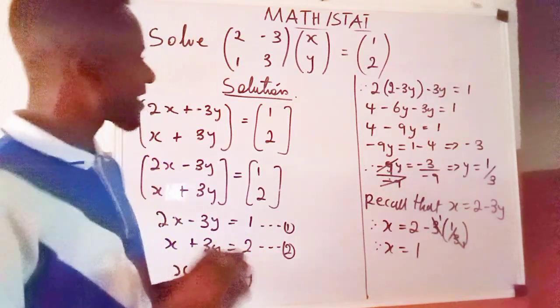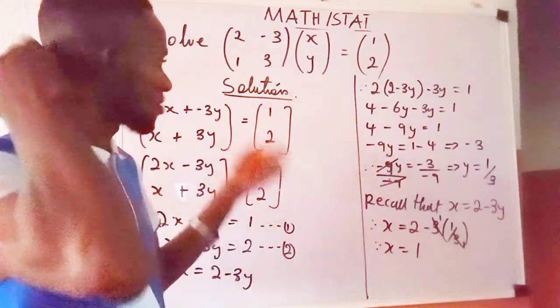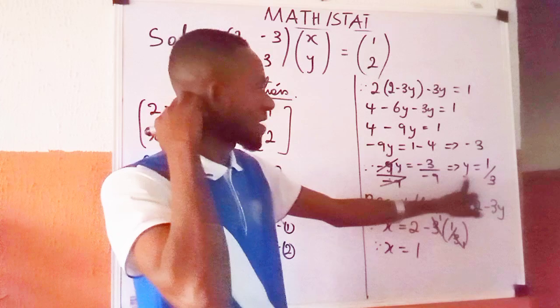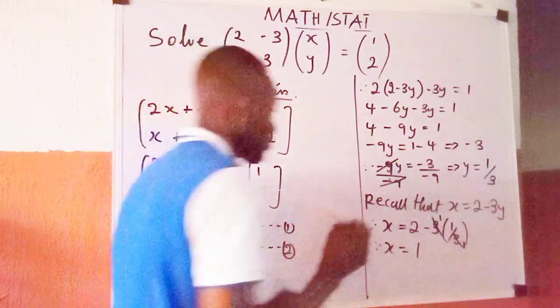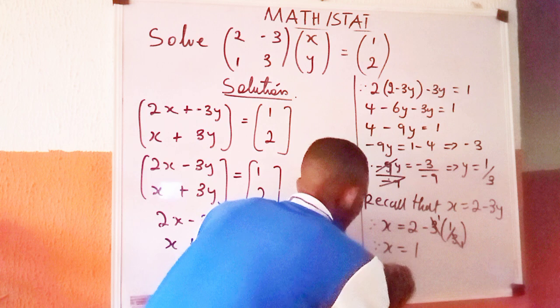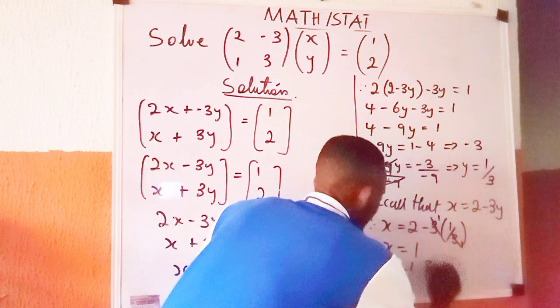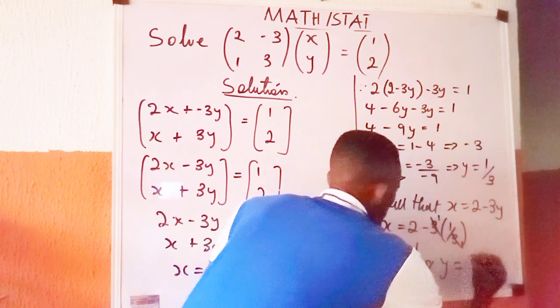So you see that using the approach of substitution method, we have realized that my y is 1 over 3 and my x is 1. So we now say, therefore, my x equals 1 and my y equals 1 over 3.